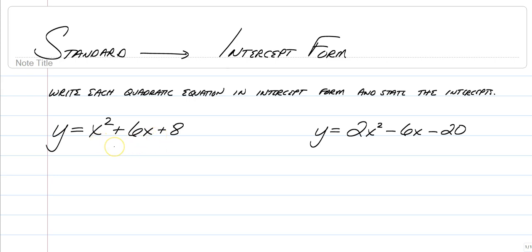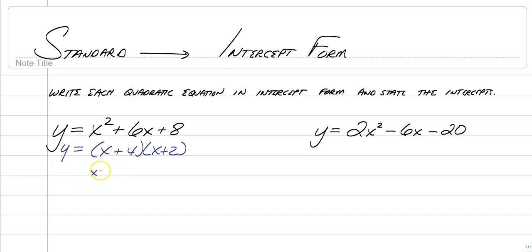So this is just an example of a straightforward trinomial where we need to think of two numbers that multiply to 8 but add to 6. So we're just going to have an x plus 4 and an x plus 2. The only difference is we just throw a y equals in front, and that is an example of an intercept form equation.